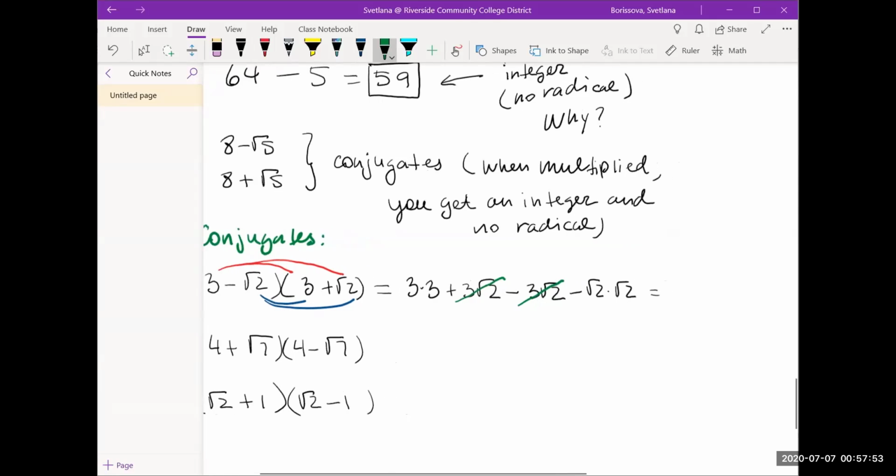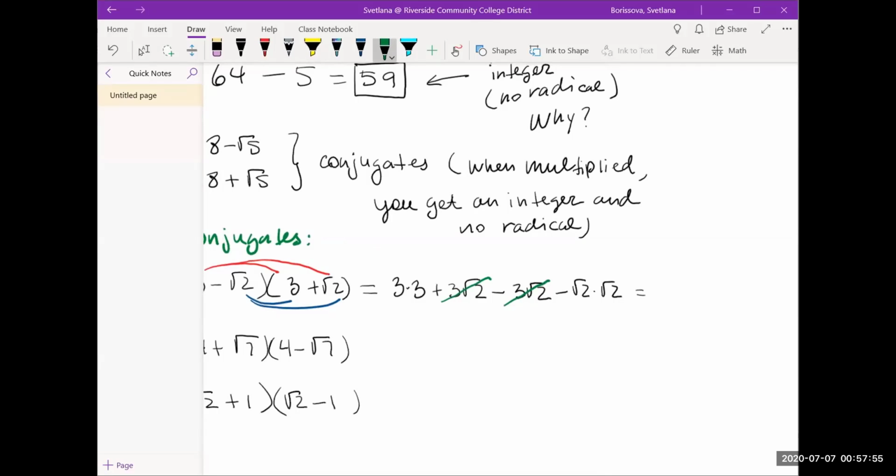So what are we left with? Notice that the first product is 3 times 3. Well, 3 times 3 is the same as 3 squared. And then minus, what we have here, square root of 2 times square root of 2. That can also be written as square root of 2 squared.